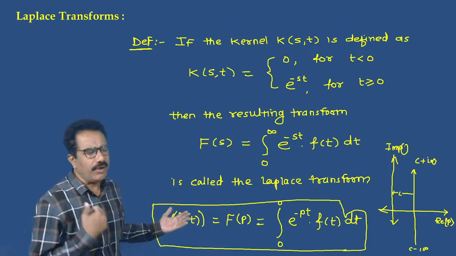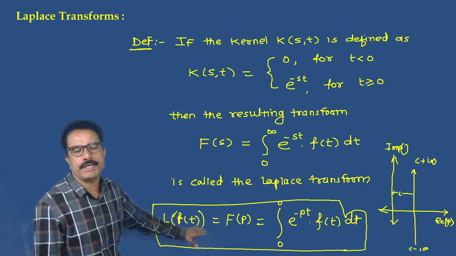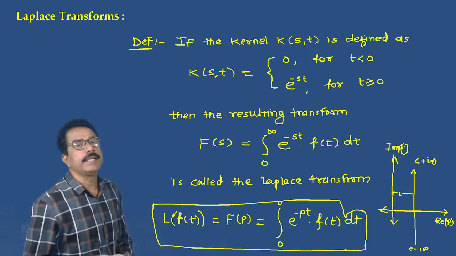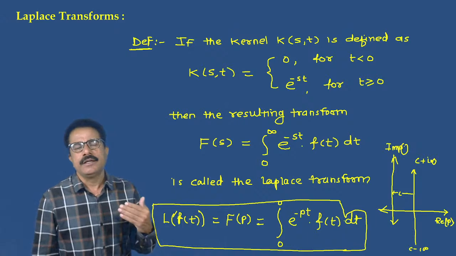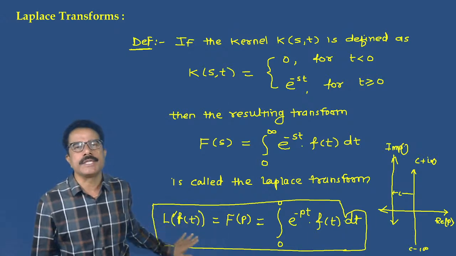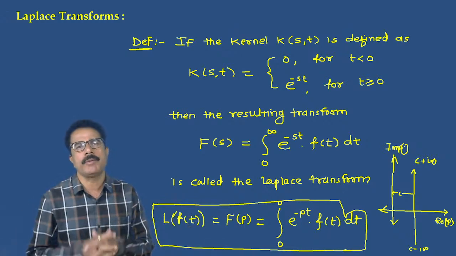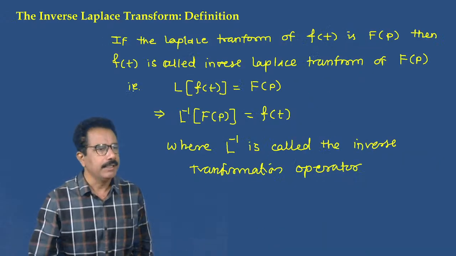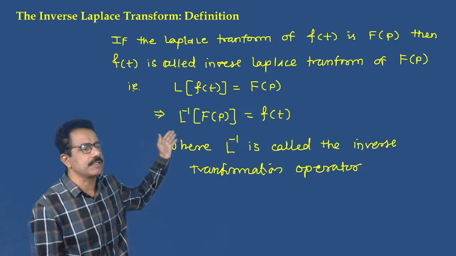See this, or we can write L of small f of t equals capital F of p, which equals the integral from 0 to infinity of e raised to minus pt into f of t dt. We have studied this formula many times and solved many different types of problems in this chapter. Now actually this is the definition of the inverse Laplace transform.